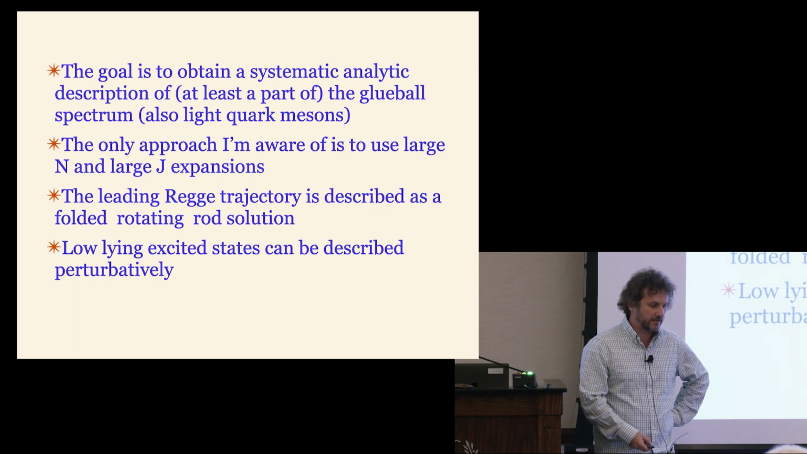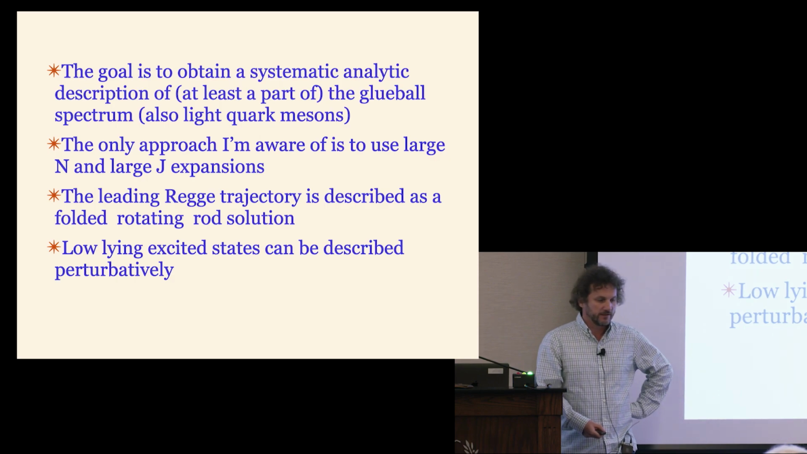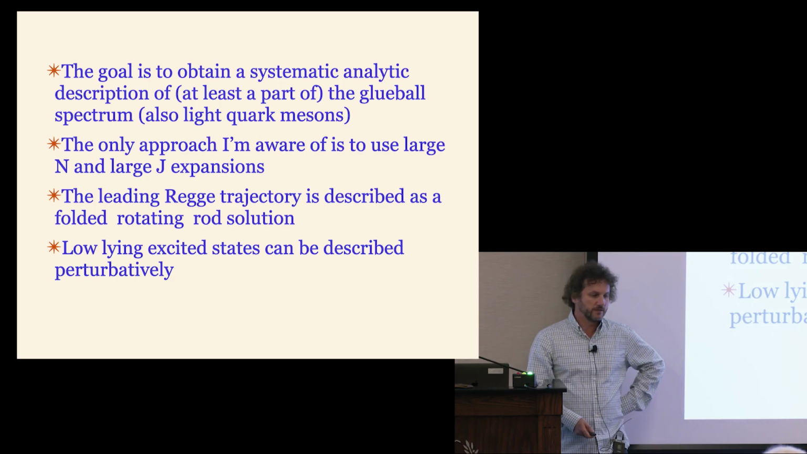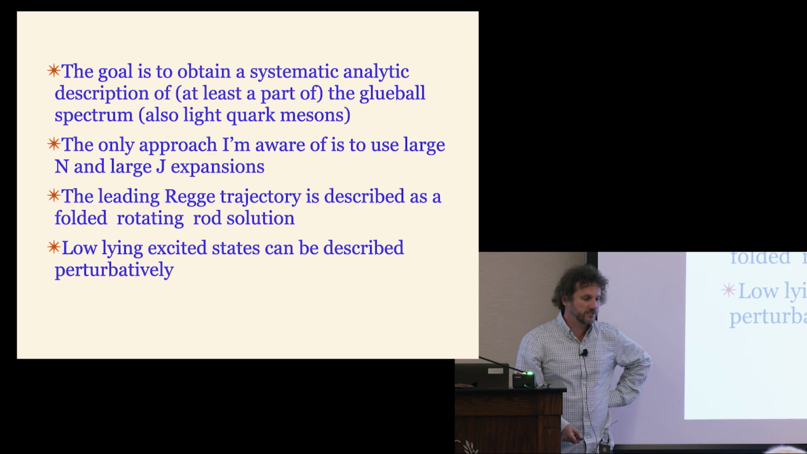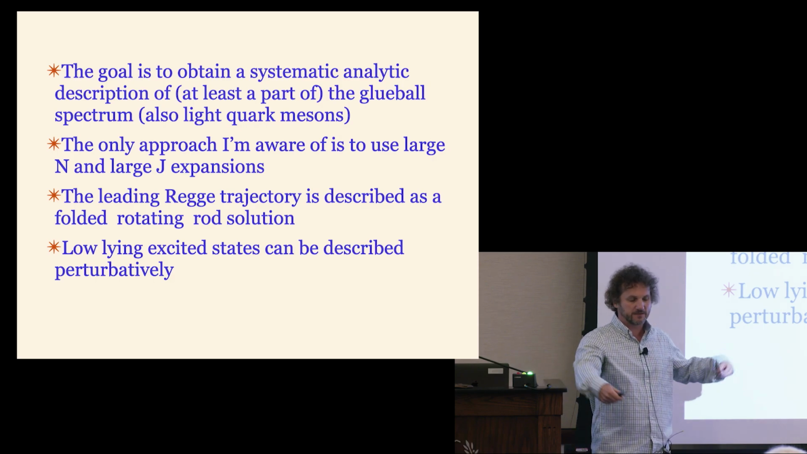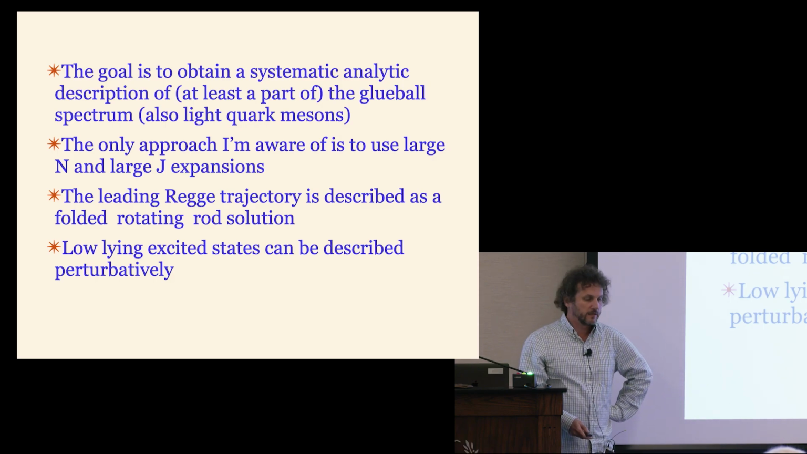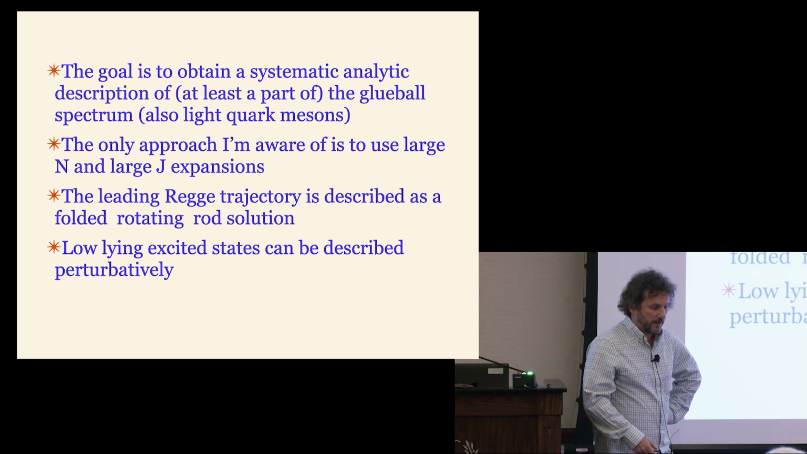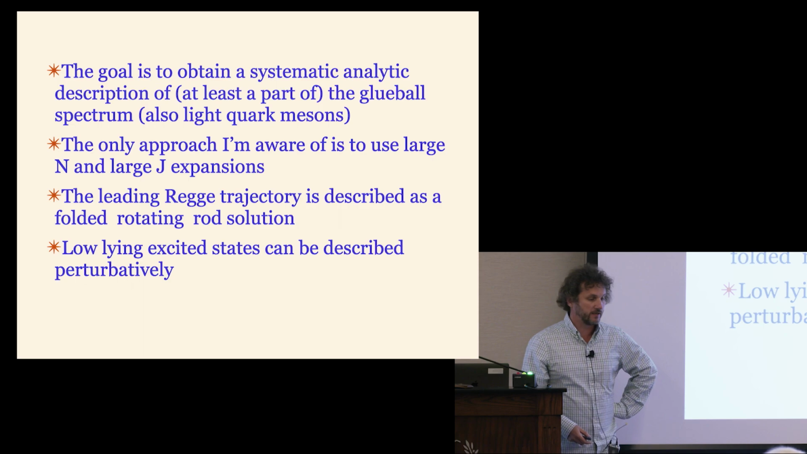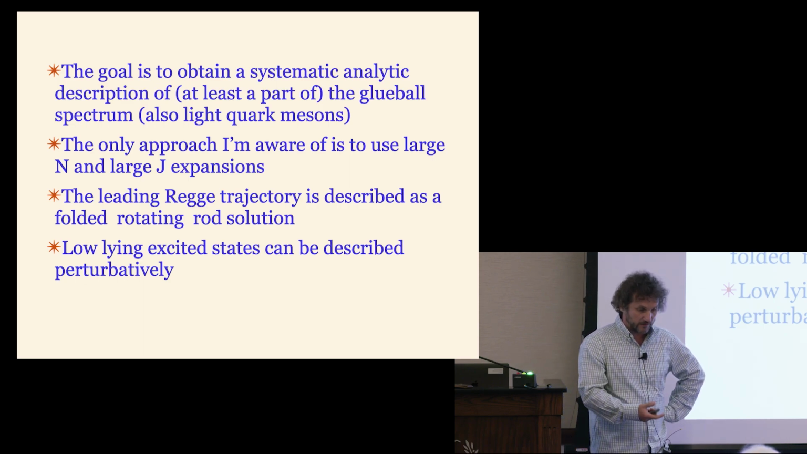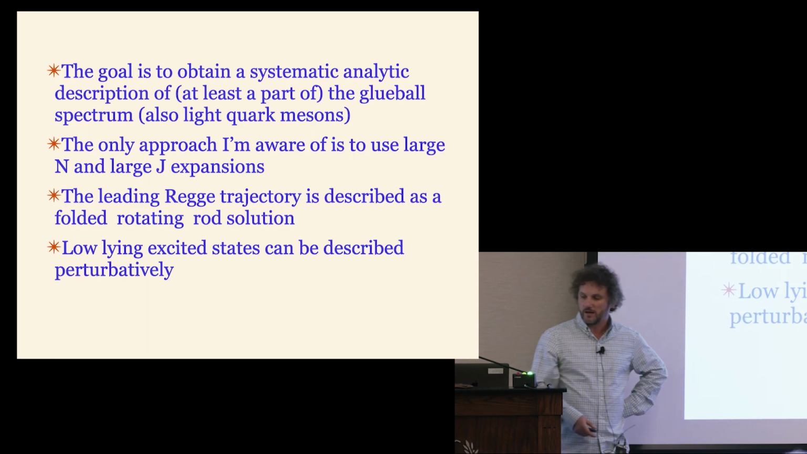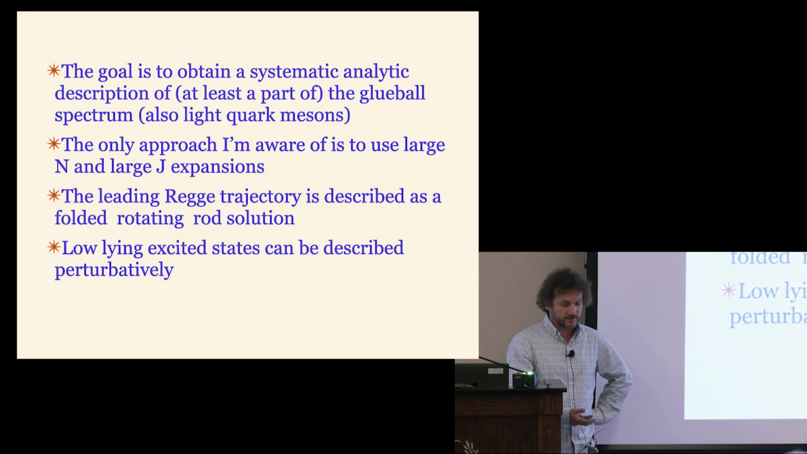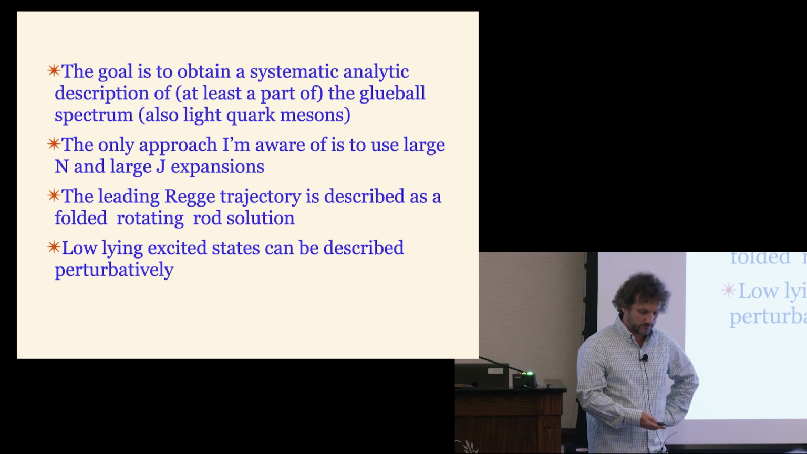In this regime of large N QCD, large J states on the leading Regge trajectory can be described by a folded rotating rod solution. And the string, due to large N suppression, wouldn't be breaking, so I can really consider the large J regime. Then one can obtain the spectrum of perturbations around this semi-classical solution. That way we obtain a bunch of excited states from daughter trajectories, and that should give part of the glueball spectrum.